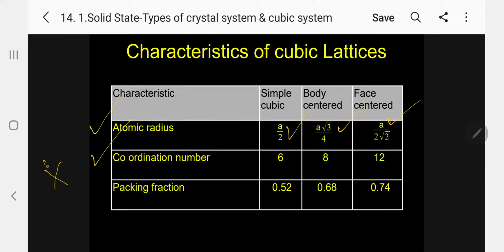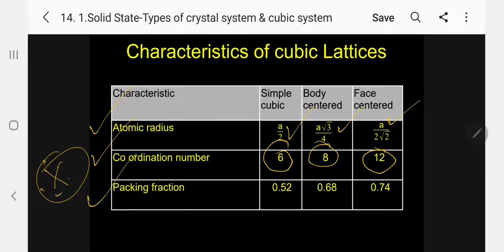Coordination number, this is the most important question asked. Simple cubic coordination number 6. Body centered coordination number 8. And face centered coordination number 12. I will explain, please wait after this.